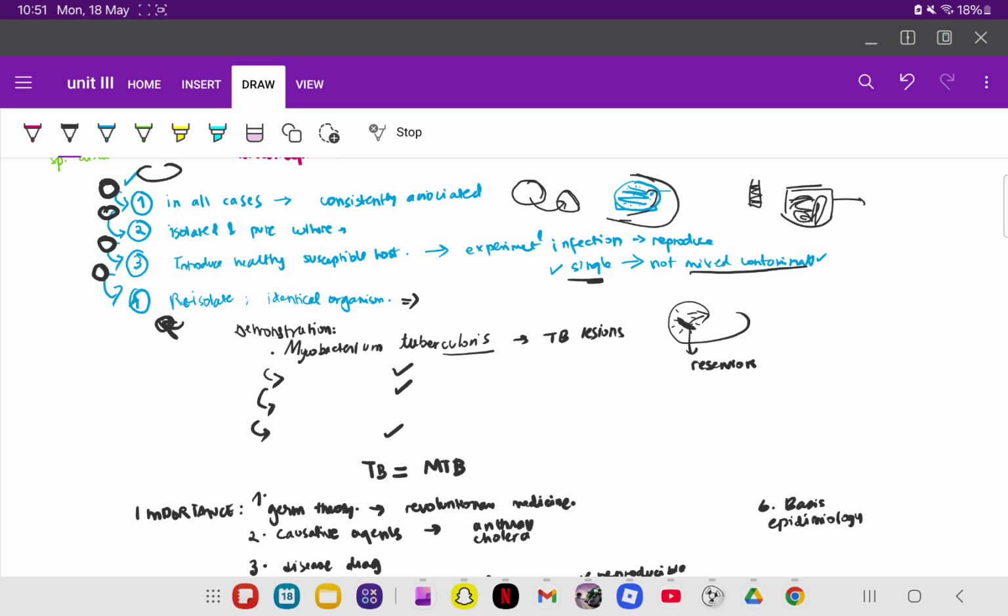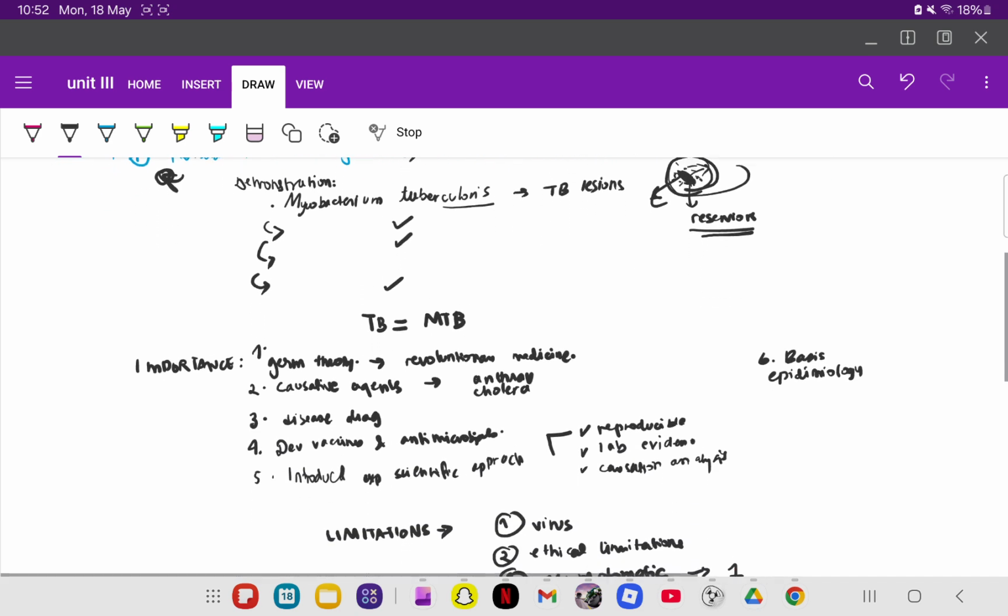Okay, and what he did was he worked with Mycobacterium tuberculosis. So there are TB lesions, right? These are called reservoirs. This is the primary site where the pathogen is multiplying, right? So these appear in tuberculosis on the skin. He extracted it from here, isolated and grew a pure culture, then introduced it into a susceptible host, and after that re-isolated. This confirmed that tuberculosis was caused by Mycobacterium tuberculosis, right?